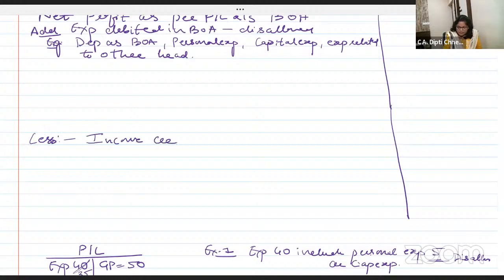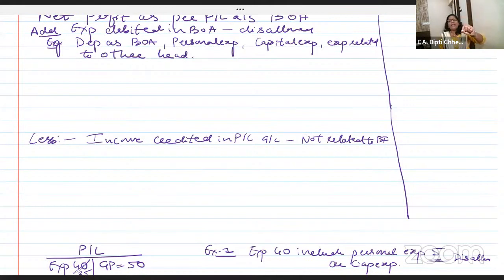Income credited in P&L account, not related to business income. Income credited in the P&L account, but it has nothing to do with business. Example, dividend received. Okay, it's income, but income from other sources. Rent received. Dividend received, rent received, or profit on sale of asset.